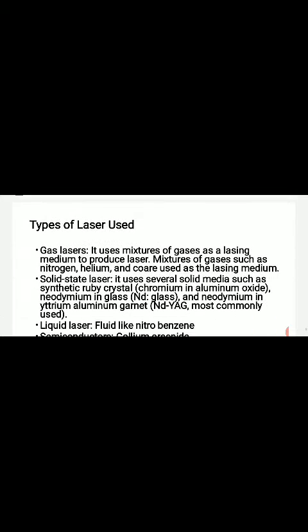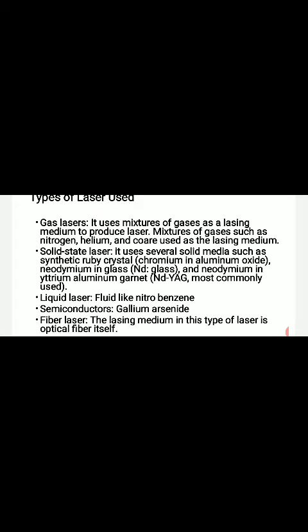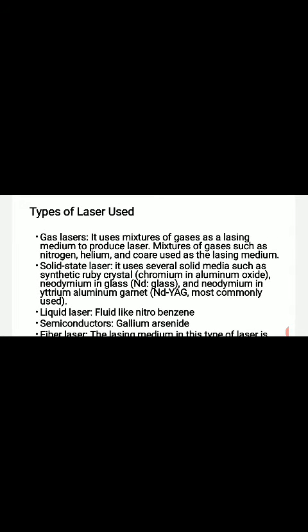Then there are different types of laser. They are gas lasers, solid state lasers, liquid lasers, semiconductors, and fiber lasers. All these are the different types of lasers used in laser welding machines. The first one is the gas laser. It uses mixtures of gases as a lasing medium to produce laser. Mixtures of gases such as nitrogen, helium, and CO2 are used as the lasing medium.